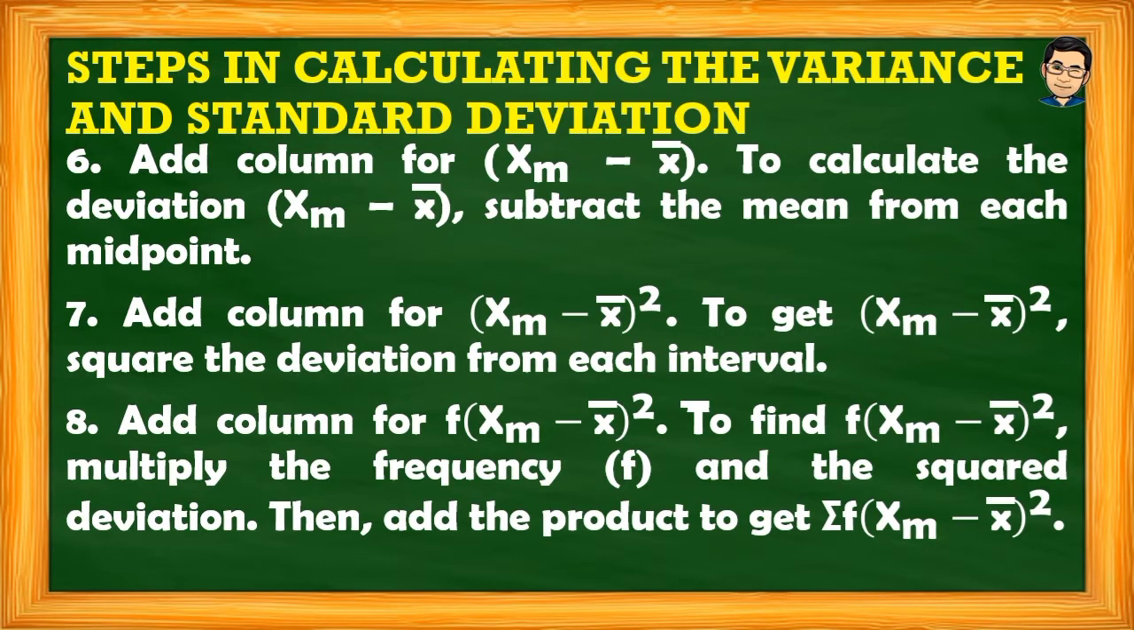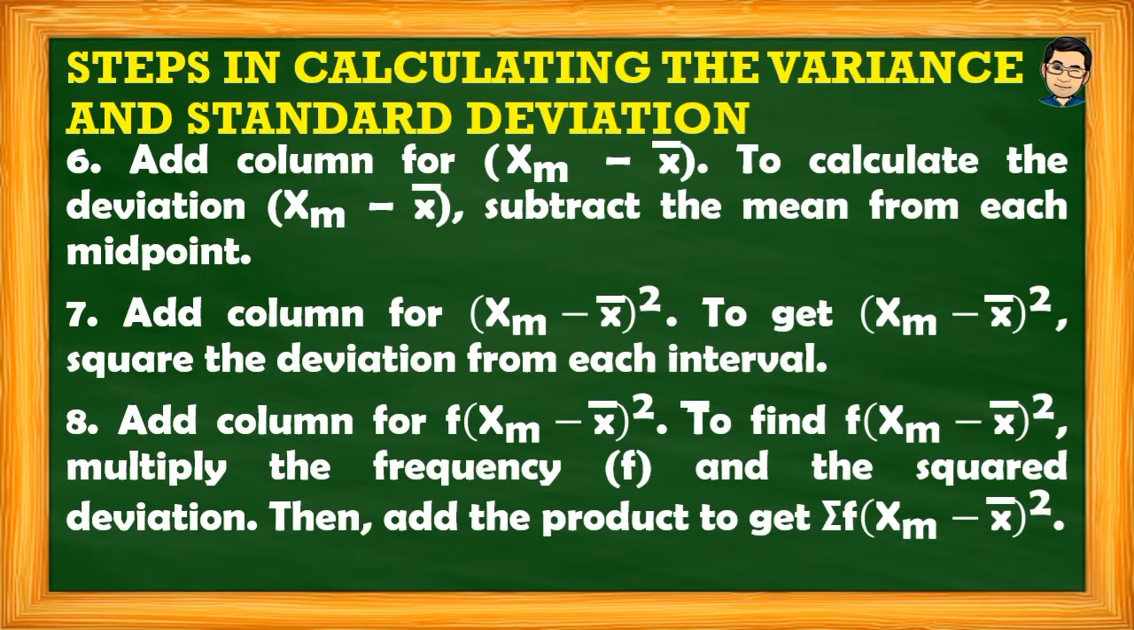Next, number 7. Once na nakuha na natin yung difference ng mean tsaka yung midpoint, yung deviation, para makuha natin yung square deviation, square natin yon. Halimbawa, yung nakuha nating difference is 4.5, o kaya negative 4.5. In-square natin yon, magiging positive lagi yon. So, hindi natin kailangan dito yung absolute value, because yung negative value na makukuha natin dun sa difference, pag sinquare natin, automatically magiging positive.